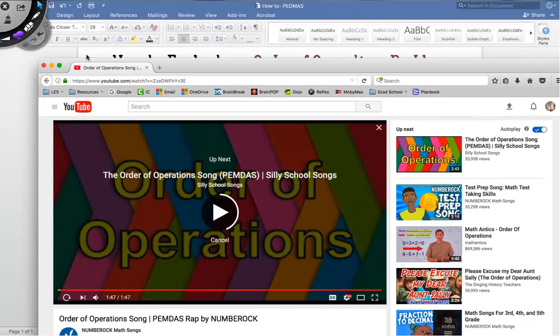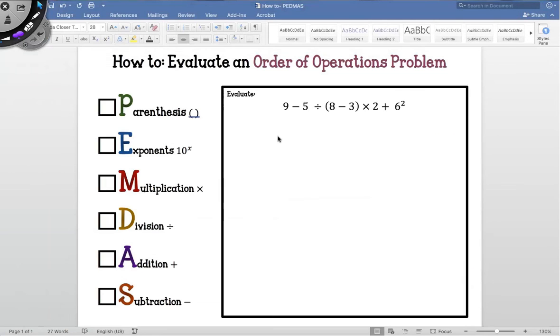Okay, so super catchy little video that they have going on there. Hopefully that helps you even more to memorize the steps and how each one of them gets solved. Other than that, I hope that my explanation will help you evaluate order of operations problems in the future.